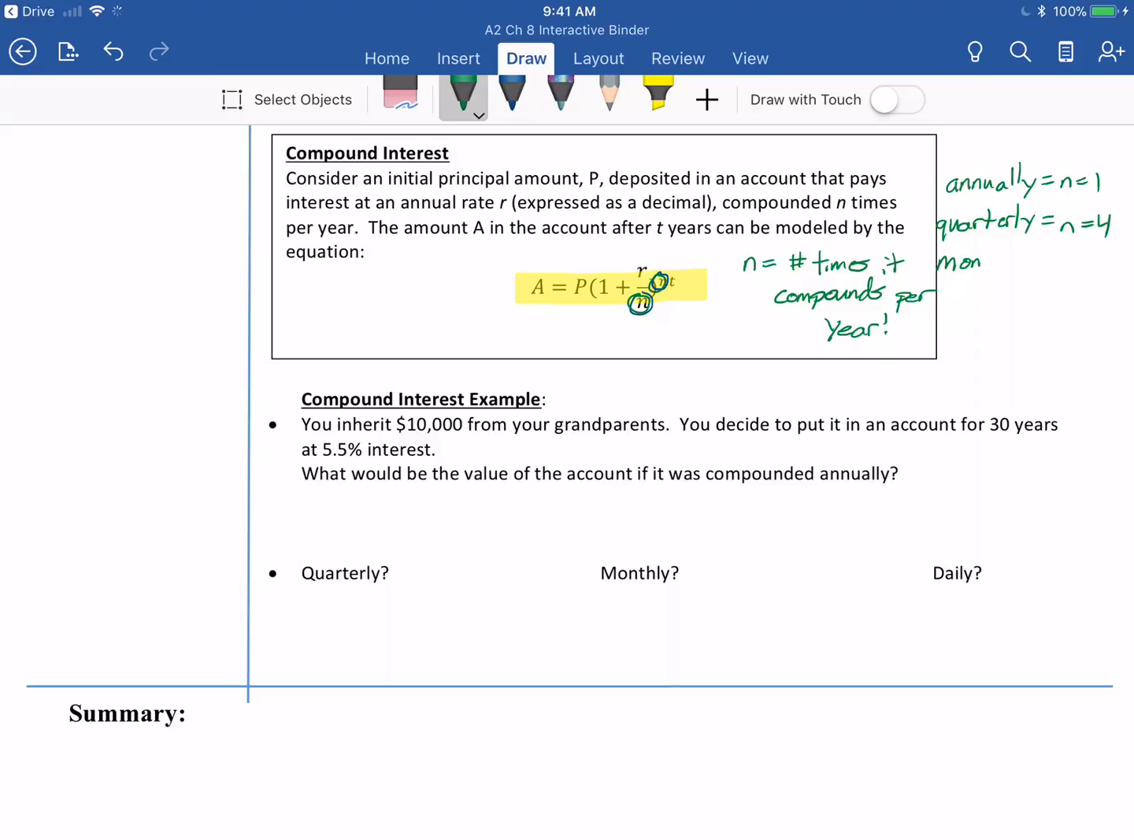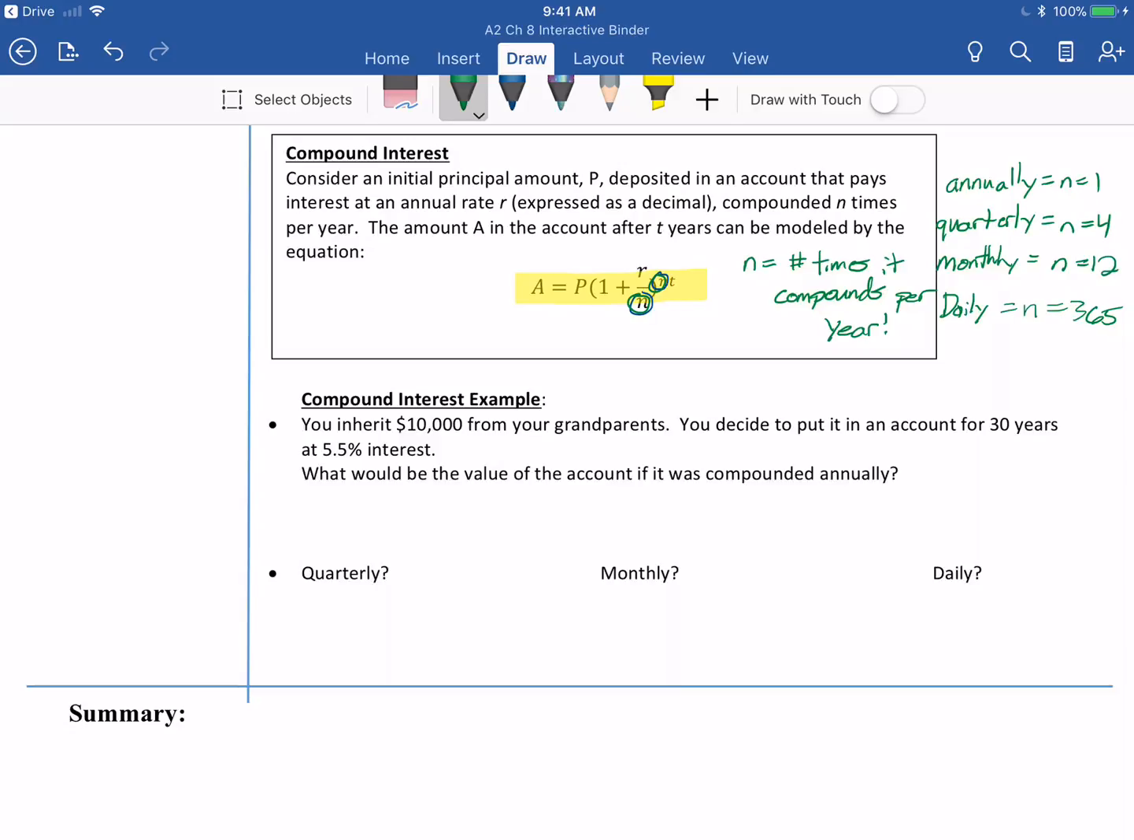Monthly is n equals, how many months are in a year? 12. And daily, that's the biggest one, because how many days are in a year? n equals 365. All right, so there we go. Just a couple different things of what your n might look like. Semi-annually would be twice. It happens twice per year. So this is really kind of the same deal here.